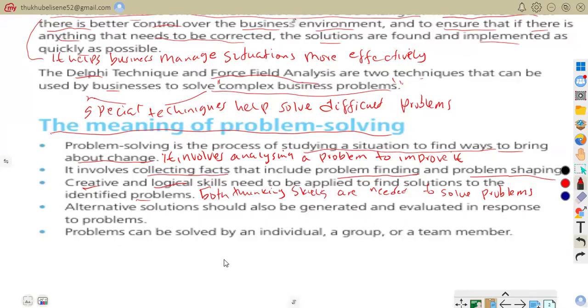It further says alternative solutions should be generated and evaluated in response to problems. What it means is that different solutions are considered and compared.